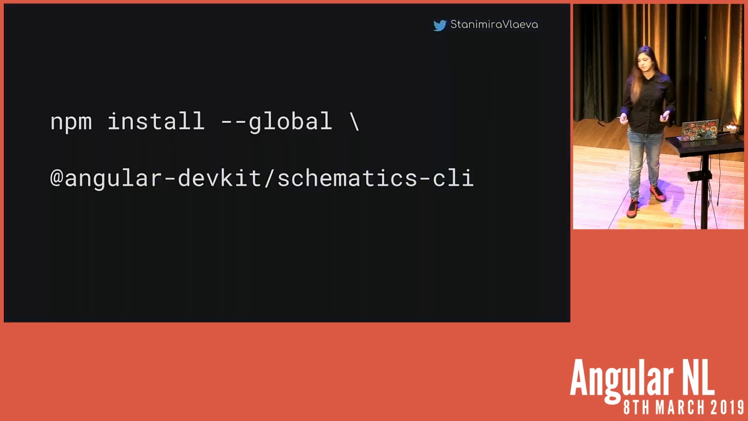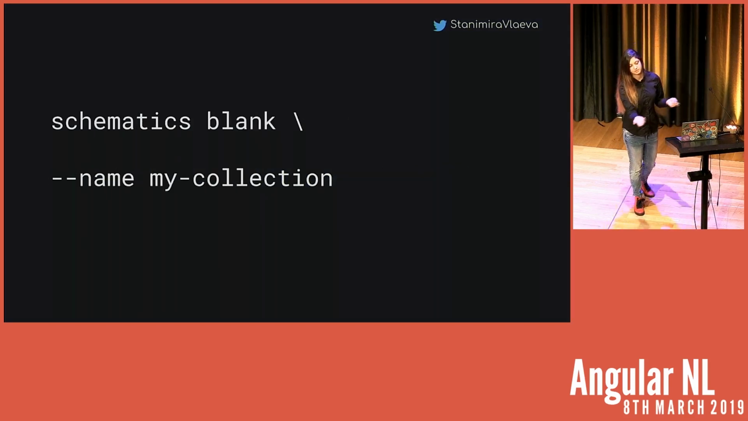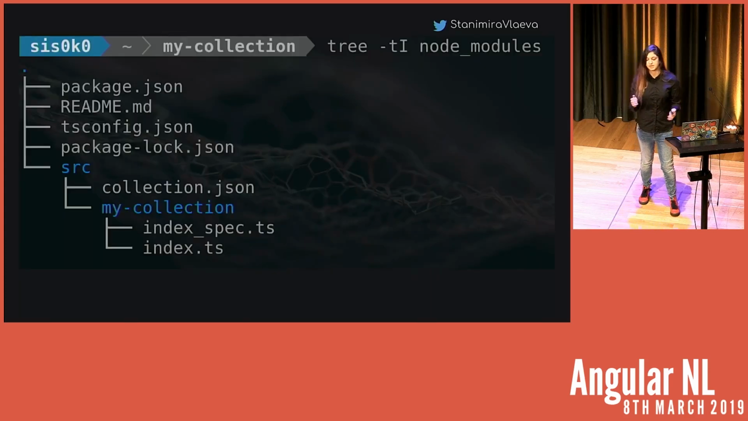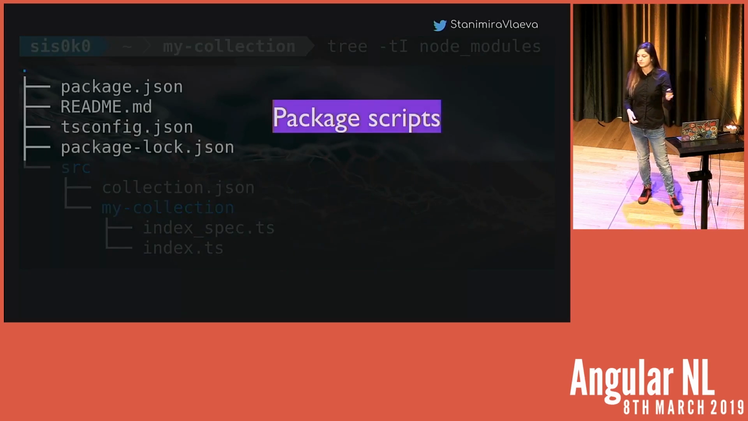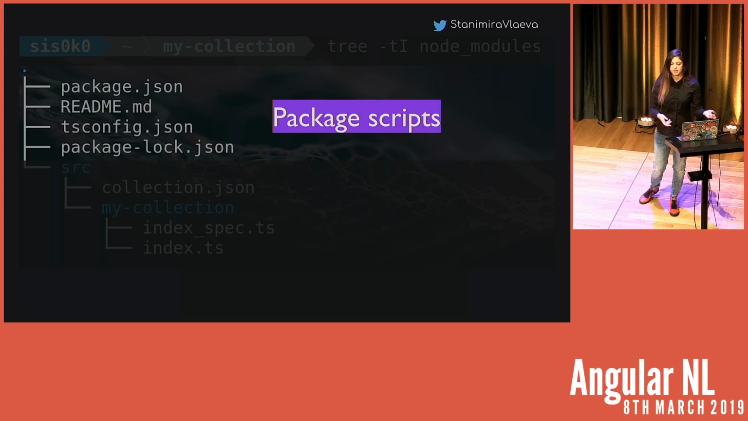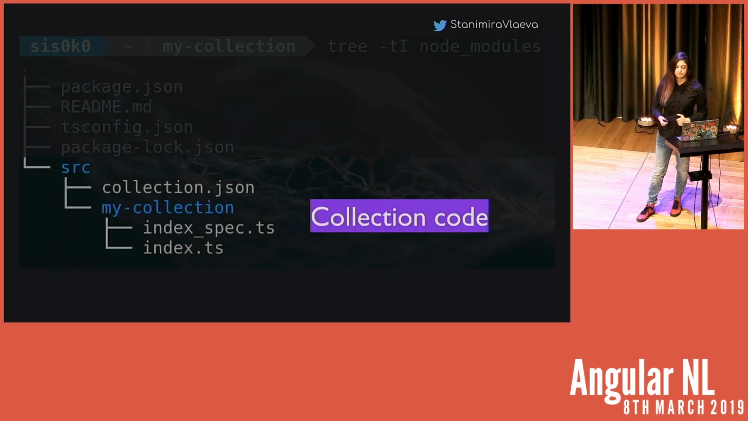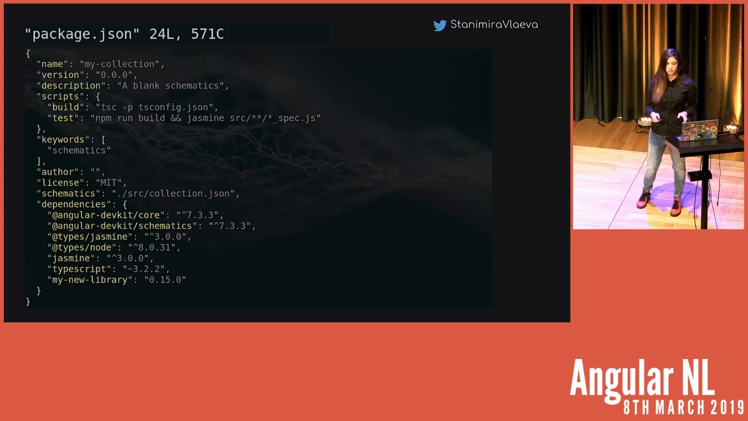All right, how do we create a collection? The easiest way is to use the schematics CLI. You can install it globally like this, and then you can use it with that command to generate a new collection. What's inside the collection? Not too many things, honestly. We have some package scripts like the package.json, the TypeScript configuration, and some other things. And of course, we have the actual collection code. And for now, we're going to focus on the collection, the package.json.